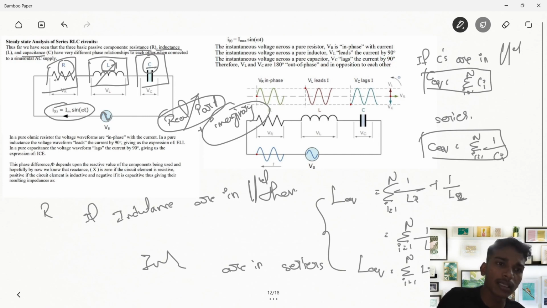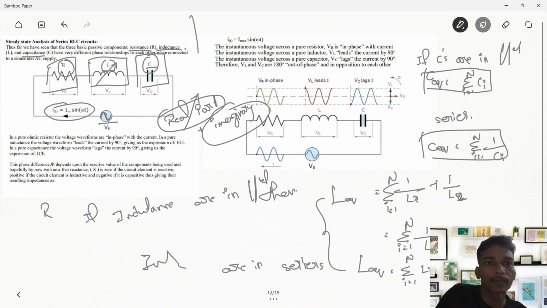I'm going to consider the scenarios where we are going to have only pure R, pure L, and pure C. Just see, in a pure ohmic resistance, the voltage wave is in phase with the current. Whatever the voltage is here will be the same voltage passing through this resistance also, if it's a pure resistor circuit. In pure inductance, the voltage leads the current by 90 degrees. In the sense, if we are only having this inductance circuit, then the current is going to lag the voltage by 90 degrees.